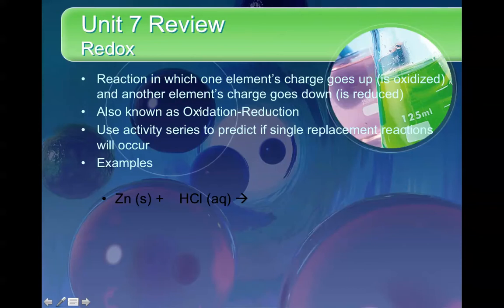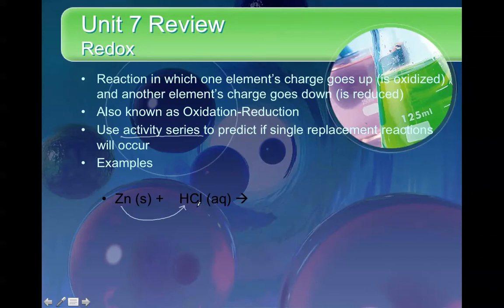It's also known as an oxidation-reduction reaction, and to figure out if the reaction will even occur, you use the activity series, which is the list of elements listed by increasing activity on the star chart. So looking down here, I see that zinc is trying to react with hydrochloric acid. And so we need to figure out, will zinc be able to replace hydrogen in hydrochloric acid?